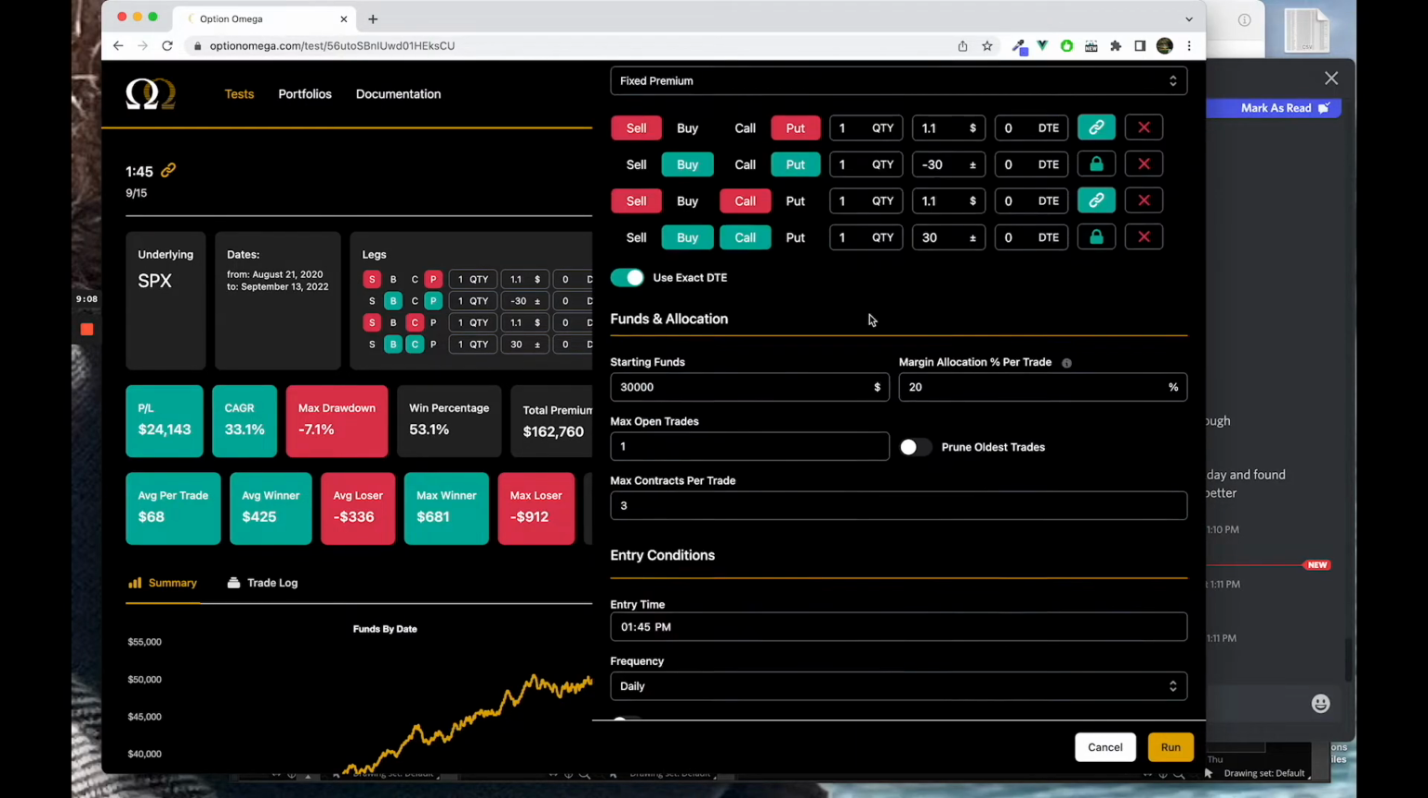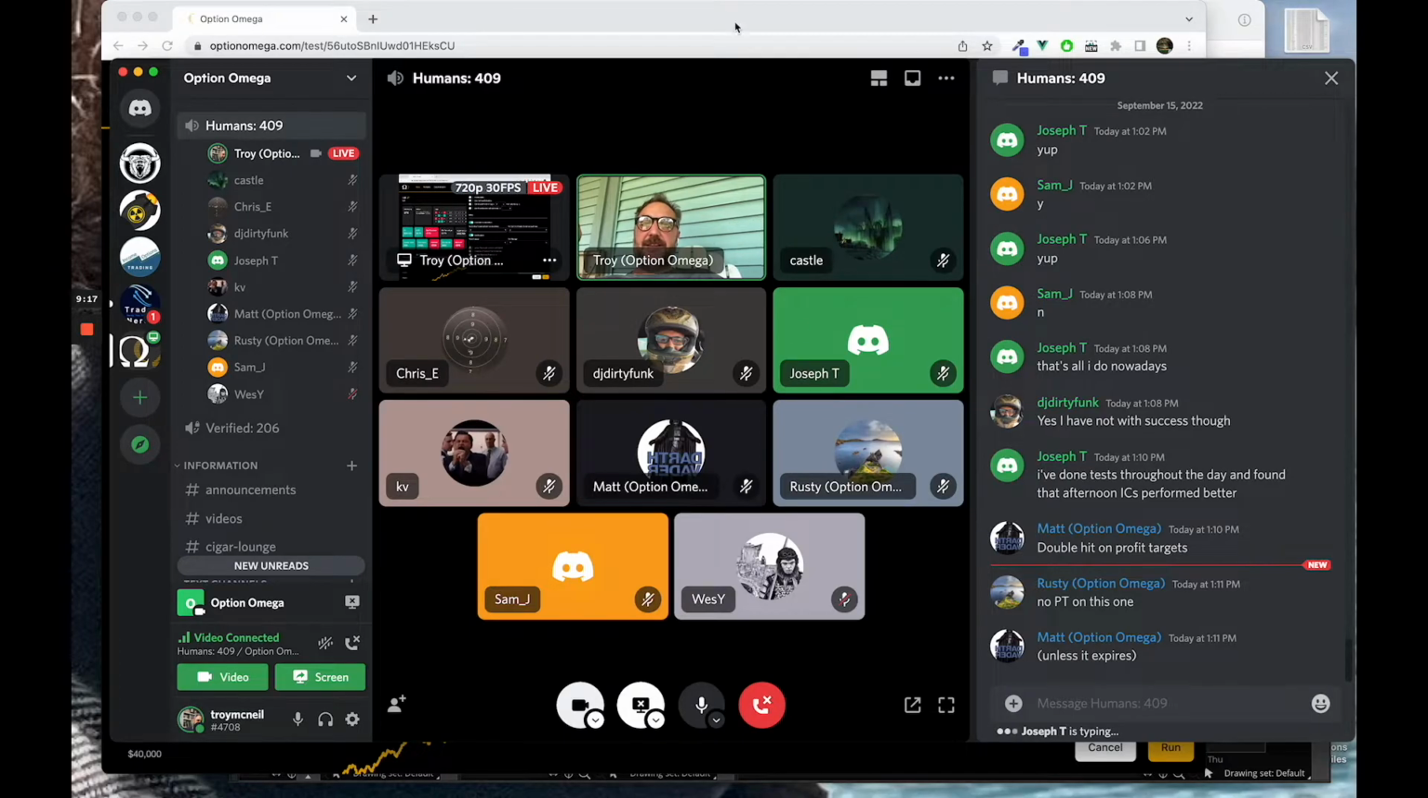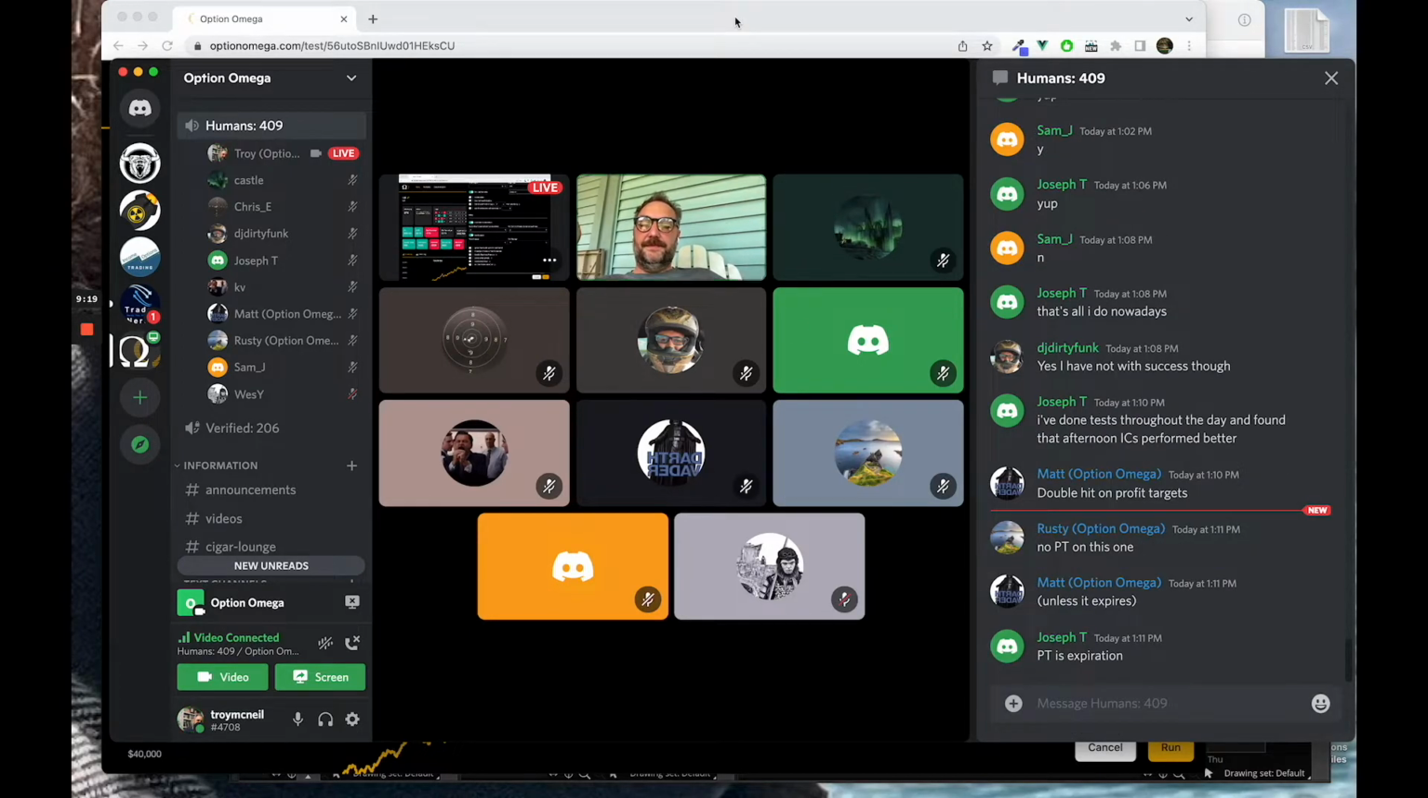So Matt says one way to make it tougher is to use two hits of the profit target, which is true, except for these, exactly. It's not expiring. Yeah, profit target, you ride or die. You either get out for a stop loss or you die.